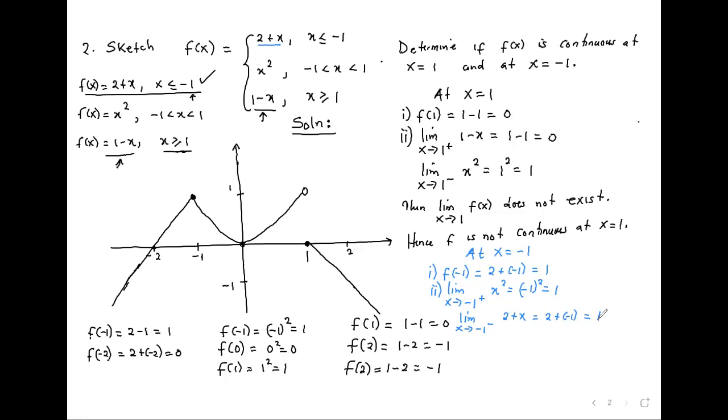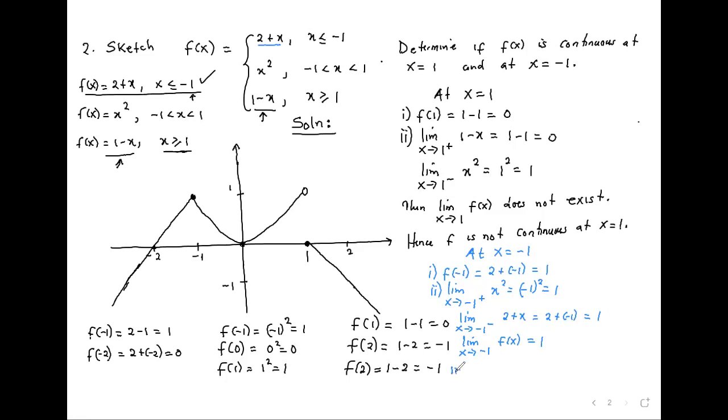So we have the limit as x goes to negative 1. Since the two side limits are equal, then the limit in general is equal to 1. And so it exists.